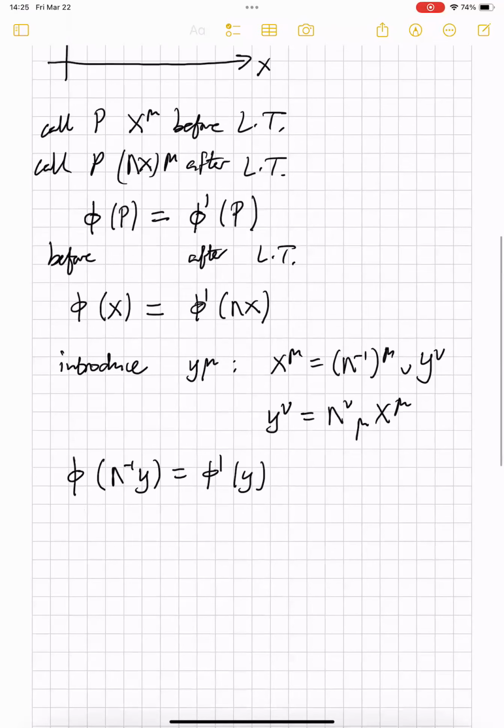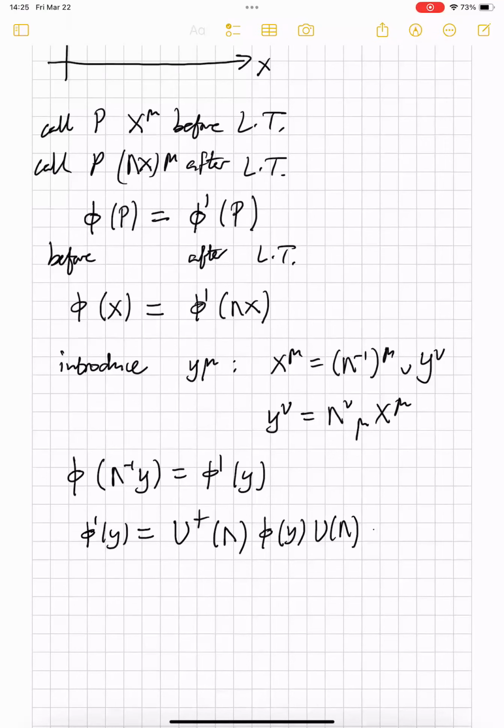Finally, how do we actually do a transformation? Well, phi prime of y, this would be do the Lorentz transformation. And we know how to transform operators. So as usual, there will be some unitary operator U of lambda which performs the Lorentz transformation, and phi prime of y will be U dagger of lambda, phi of y, U of lambda. And this we want to be equal to phi of lambda inverse y.